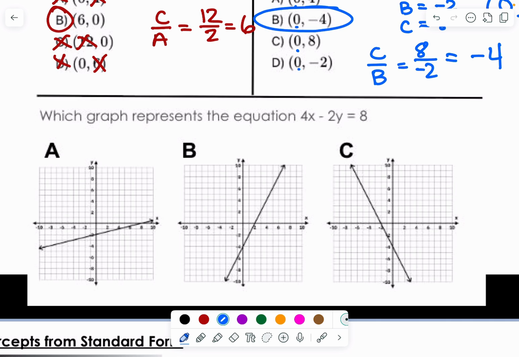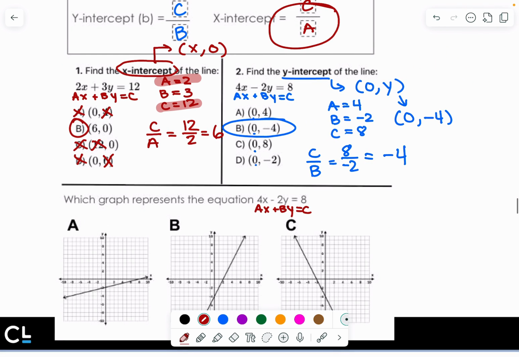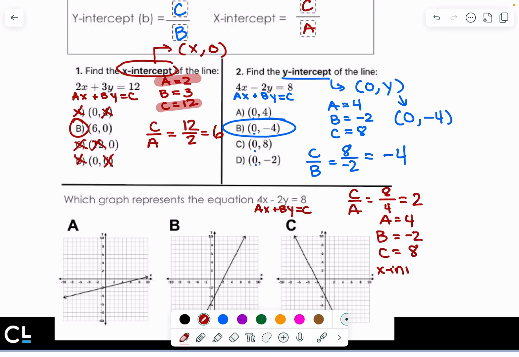Here we have to find the x-intercept first to match the graph. Okay, so I know I have ax plus by equals c, and I know my x-intercept is c over a. My a value is 4, my b value is -2, and my c value is 8. So we have 8 over 4, which equals 2. So my x-intercept is 2 comma 0, and the only one that has 2 comma 0 is B.